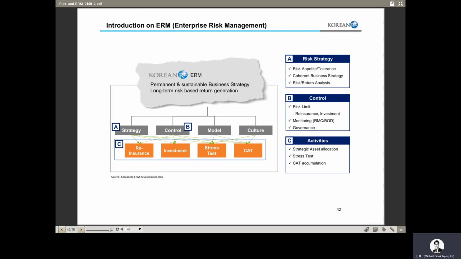For the activities, it is divided into reinsurance and investment. Both processes use strategic asset allocation based on the capital allocation. And then we are also conducting stress tests and CATs accumulation and management separately to control very tightly.